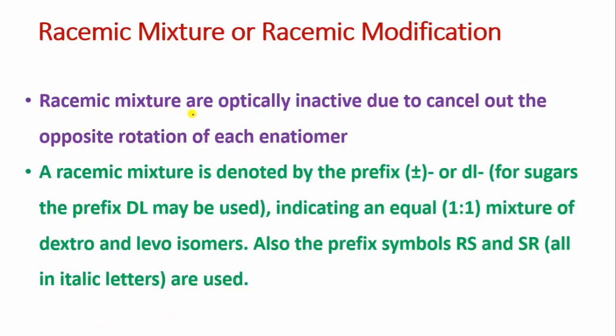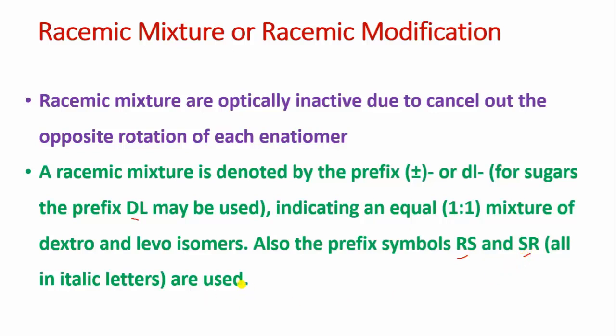Racemic mixtures are optically inactive because the opposite rotations of each enantiomer cancel out. A racemic mixture is denoted by the prefix plus and minus or DL. For sugar, it is represented by capital DL, indicating an equal mixture of dextro and levo isomers. Also, the prefix symbols RS or SR are used.